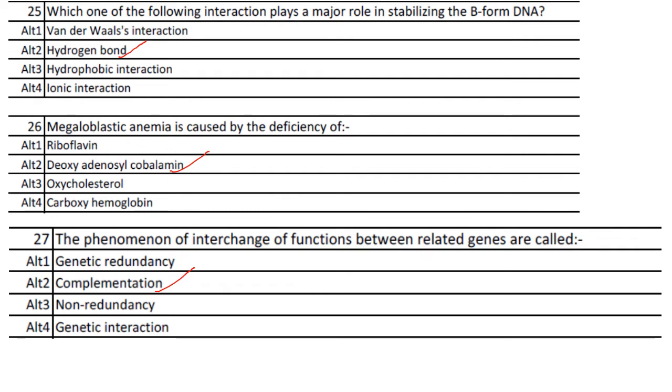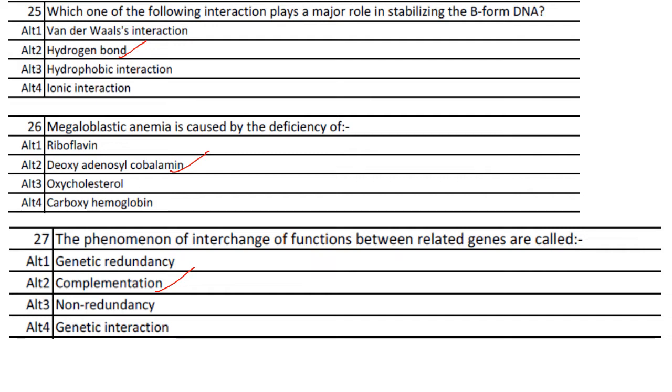Then next one. Which one of the following interactions plays a major role in stabilizing the B form of DNA? So the hydrogen bond plays a major role in stabilizing the B form of DNA. Then megaloblastic anemia is caused by the deficiency of... So it is caused by deoxyadenosylcobalamin. The active form of cobalamin, that is vitamin B12, is deoxyadenosylcobalamin. So megaloblastic anemia is caused due to deficiency of deoxyadenosylcobalamin.